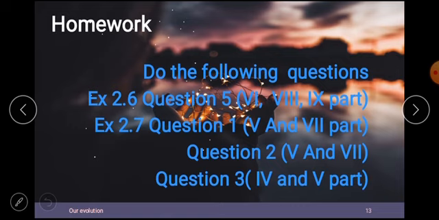So now it's homework time. This is your homework. Do the following questions. You have to do question number 5, 6th, 7th and 9th part of question number 5, exercise 2.6. And in exercise 2.7, you will have to do question number 1, 5th and 7th part, question number 2, 5th and 7th, and question number 3, you will do the 4th and 5th part.